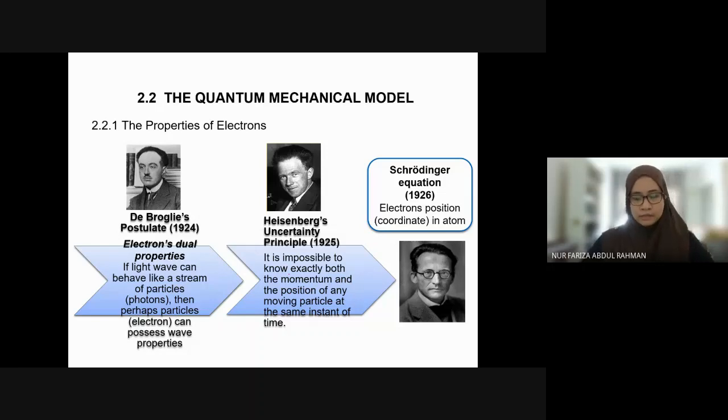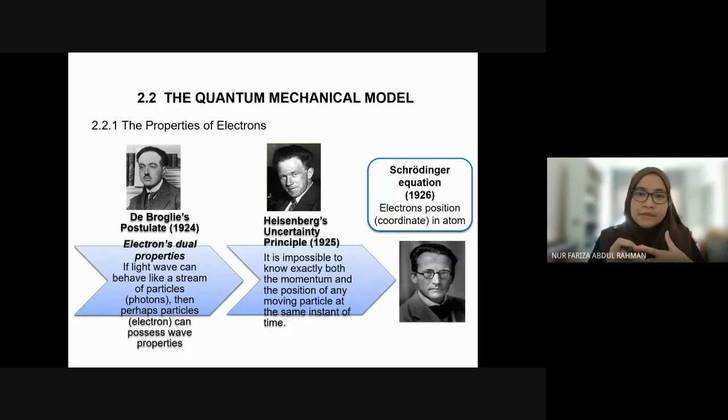And then a year after, we have Heisenberg. Heisenberg proposed the uncertainty principle. Based on Heisenberg, it is impossible to know exactly both the momentum and the position of any moving particle at the same instant of time. Electrons are always on the move. If they keep moving, how is it possible for us to locate the electron? How do we determine the momentum and also the location at the same time?